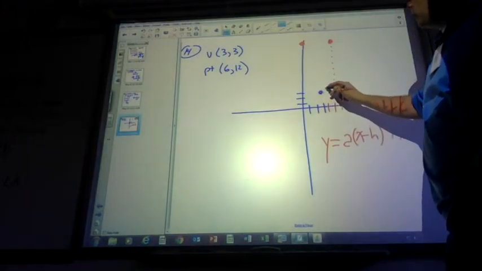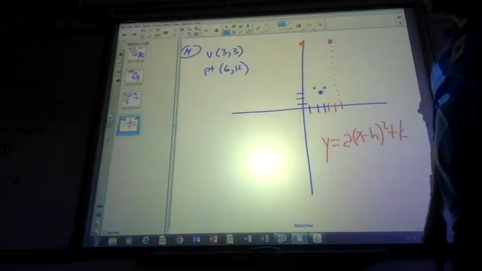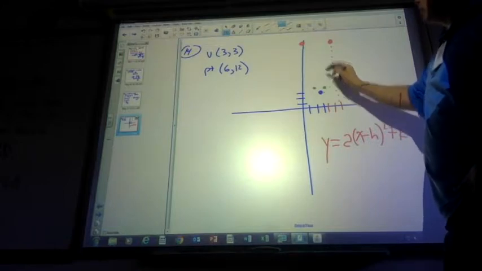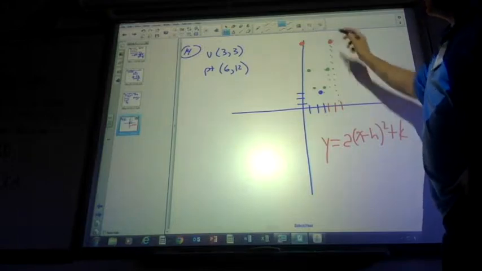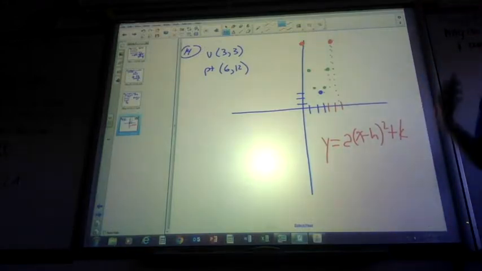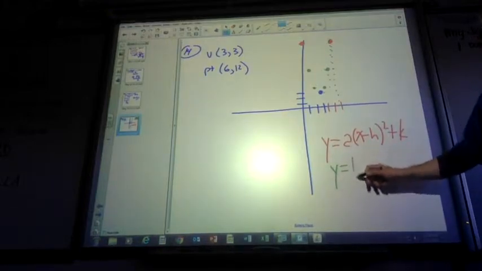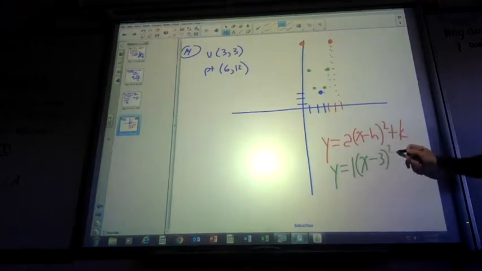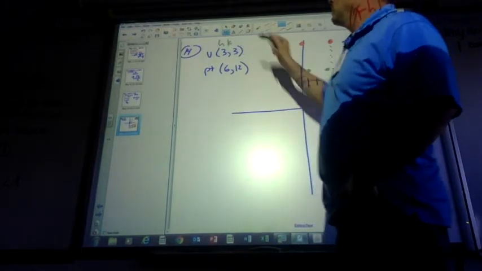If I go right 1, up 1, and left 1, up 1, are we kind of heading towards that? And if from there I'm going to go right 1 and up 3, and left 1 up 3, and then if I go right 1 up 5, it works. So my a value has got to be what? 1. So the 1, 3, 5 works. So 1, x minus h, my h value is 3, so x minus 3 squared. My k value is 3 as well. Because that's h and k.